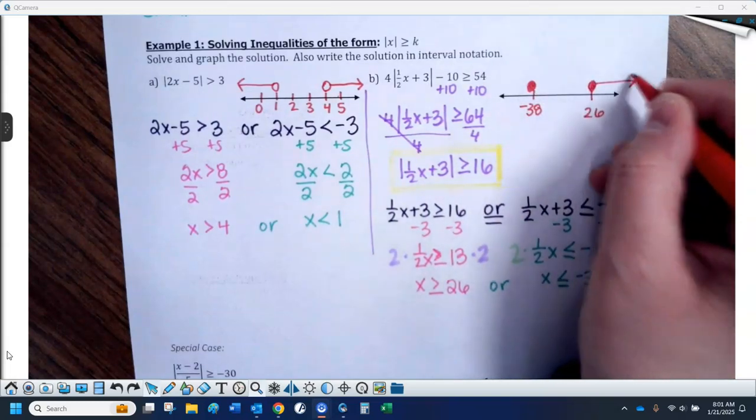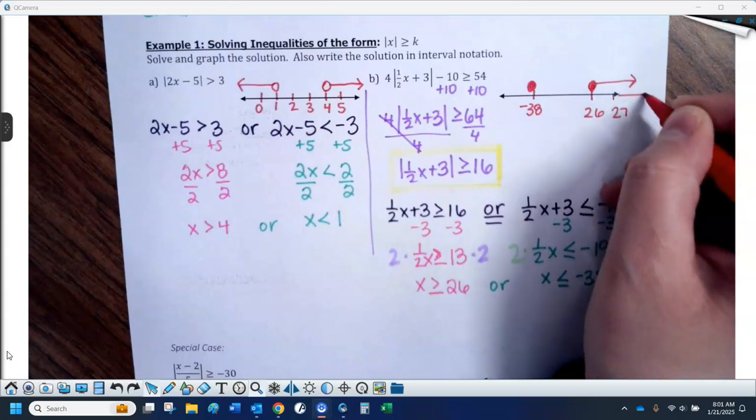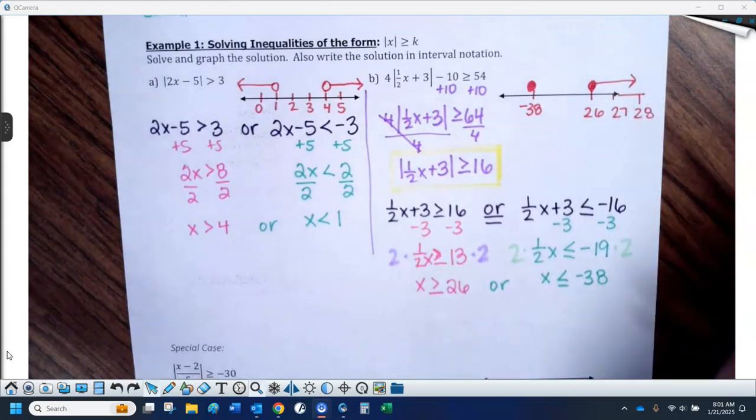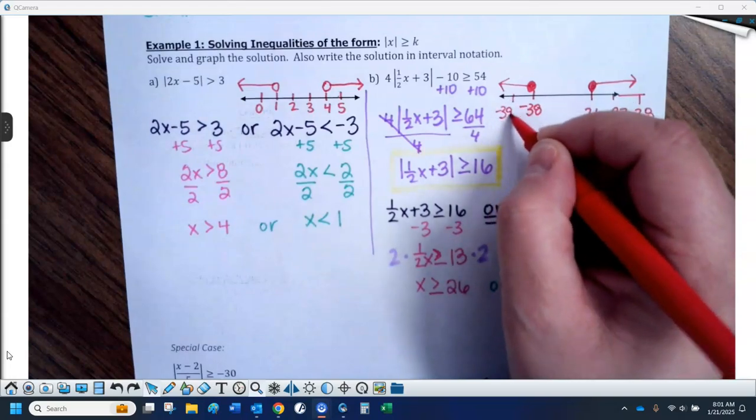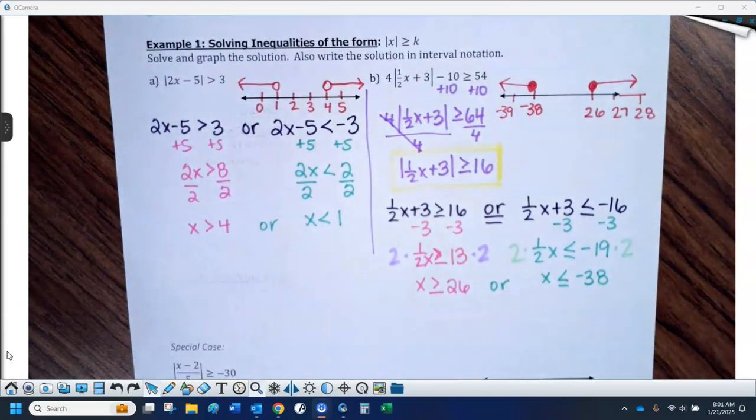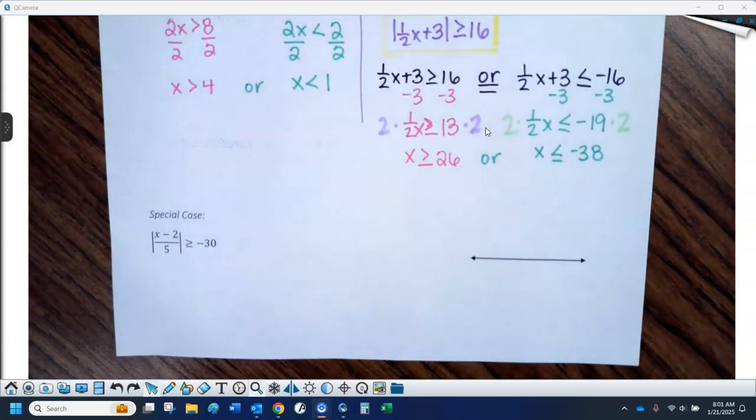Anything bigger than 26, so like 27, 28, if you wanted to give a couple examples, or anything smaller than negative 38, like negative 39, negative 40, would solve that lovely inequality. Okay, now the last one is a special case.